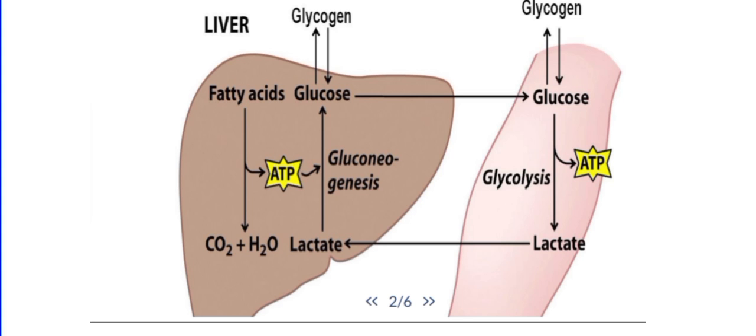So first of all, we need to ask ourselves, what is the Cori cycle? The Cori cycle is simply a biochemical pathway that integrates anaerobic respiration taking place in the muscles with gluconeogenesis taking place in the liver cells.